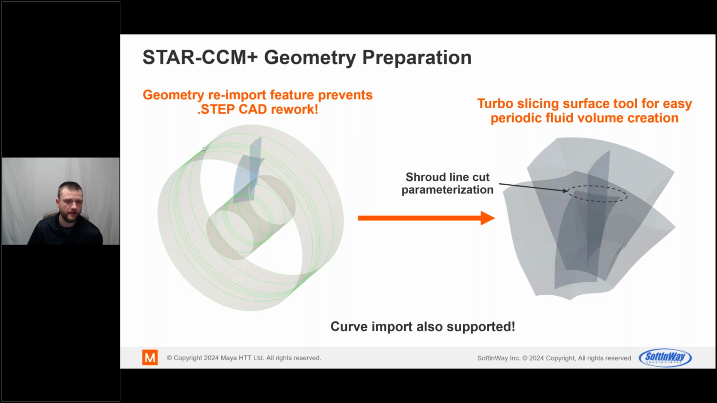Importing a step file with the solid geometry isn't the only format. We can also do curve imports as well. You could import the actual CFD domain as well, if that's applicable for your application. The other thing we can do in StarCAD is parameterize the shroud line, so that we can do sensitivity studies and really understand some detailed results on how our shroud line cut affects our performance.